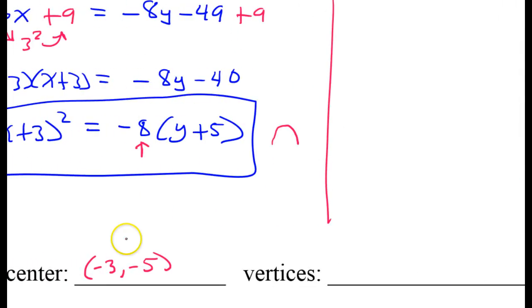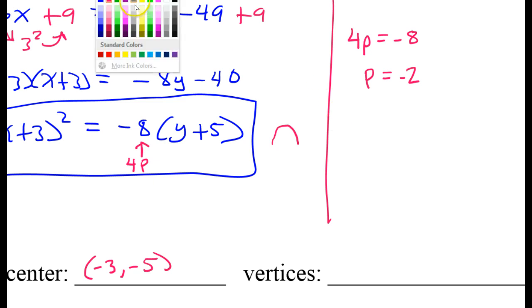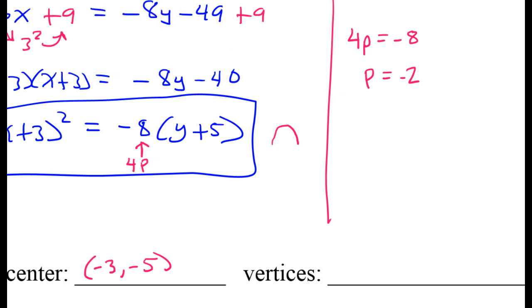Well, that's also something that I can get from this number. All right, the number in this position is 4p. So 4p is negative 8. If I divide both sides by 4, that tells me that p is negative 2. This tells me where the focus will be in relation to the vertex. So this tells me that the focus is down 2 from the vertex. Okay, so the focus is down 2 from the vertex.